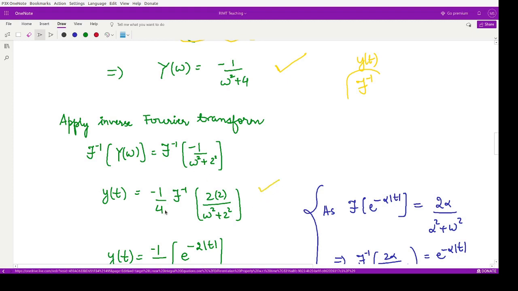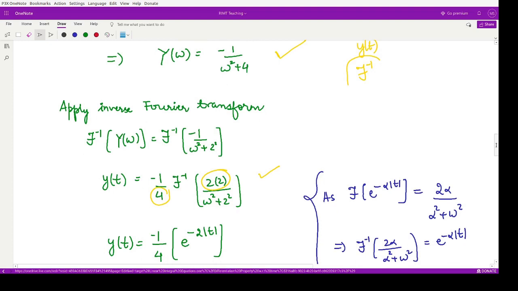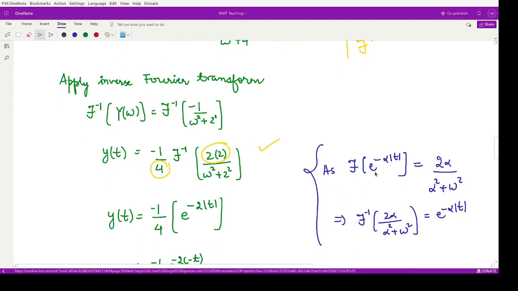Now we can multiply by 4 here and divide by 4. Why have we done that? Because we know the Fourier transform of the function e to the power minus alpha modulus of t is equal to 2 alpha divided by alpha square plus omega square. So from here you can see what alpha is: alpha is equal to 2. So we have this quantity. What is the Fourier inverse of this? The Fourier inverse of this is e to the power minus 2 modulus of t.